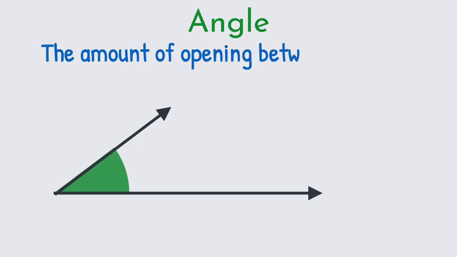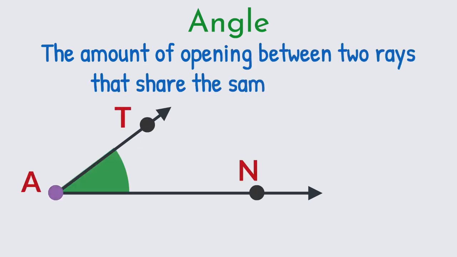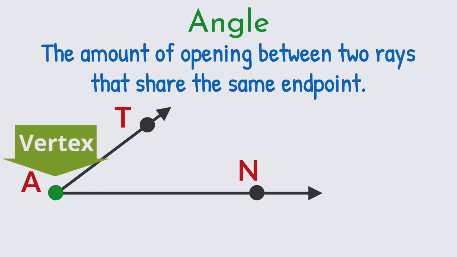Angle. The amount of opening between two rays that share the same endpoint. The point where the two rays meet is called the vertex of the angle. Think of an angle like the opening of a pair of scissors. The point where the blades are connected is the vertex, and the two blades are the rays.